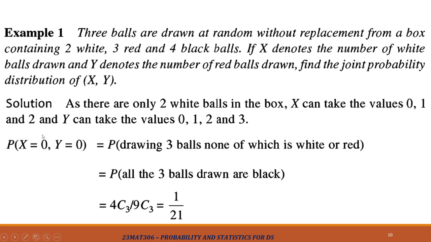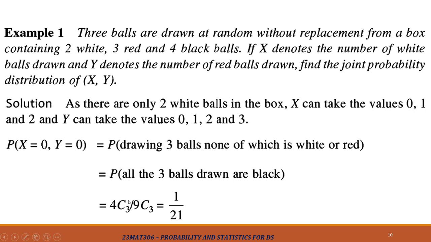First we have to check the probability of X equal to 0, Y equal to 0. That means we have to calculate the probability of drawing 3 balls, none of which is white or red. That means what will automatically come? The 3 balls should be taken as the other color, black balls.